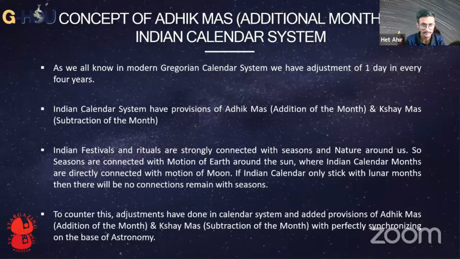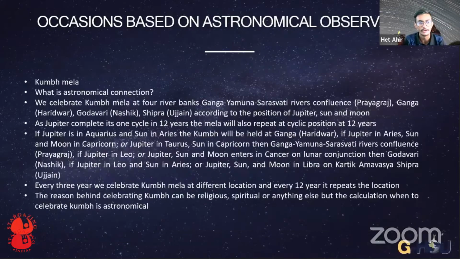As we have seen in this slide, Indian festivals and rituals are strongly connected with the seasons. So we will see a glimpse of such a festival. Here we have taken the example of Kumbh Mela. Many of you might know about Kumbh Mela. It is a gathering of many people at a particular time of the year and for a particular time span. So what is the astronomical connection of Kumbh Mela?